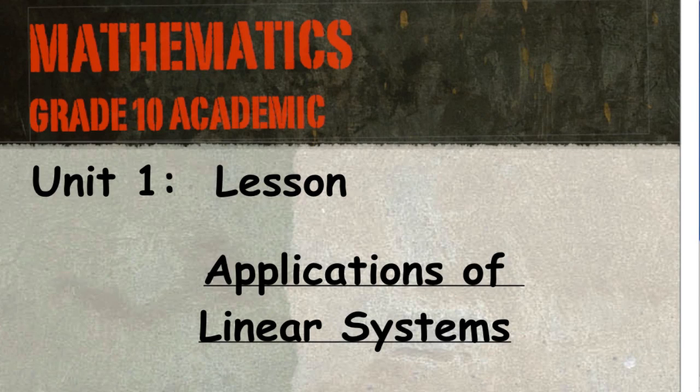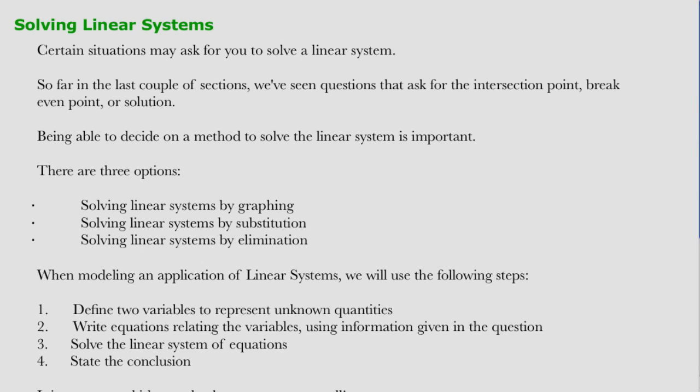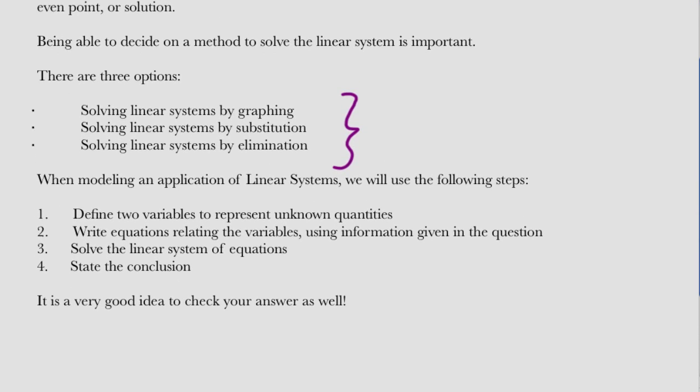Our last lesson of this unit is called Applications of Linear Systems. Solving linear systems, when we have a word problem, we're going to be able to solve the system in whatever way we choose. So we could solve by graphing, by substitution, or by elimination. Something that you should know is that we should always define two variables. You should have an x and a y, or two different variables to represent unknown quantities. We write the equations relating the variables ourselves, and then we solve the linear system in whatever method we choose. Always remember to state a conclusion or a therefore statement, and then check your answer.